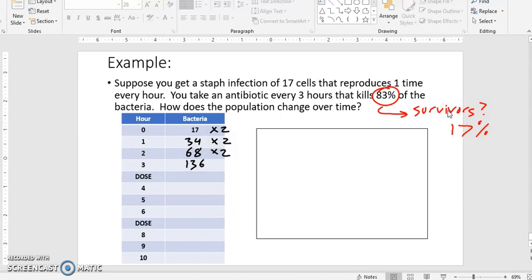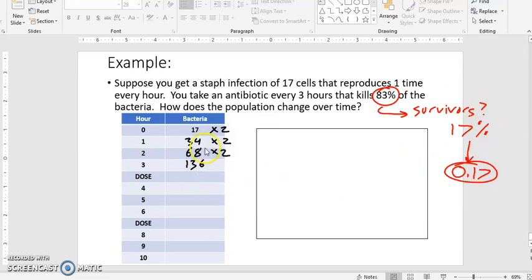So 17% survive. And remember, you're going to turn that percent into a decimal, because all percents are really just decimals of 1. So the 17%, the best way to write that is 0.17. That's how many actually survive. 83% die. So this is where the funny math comes in.